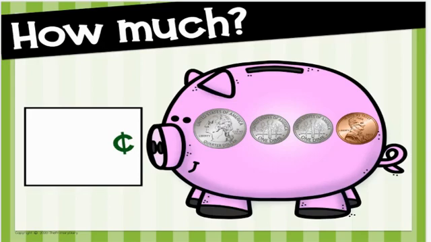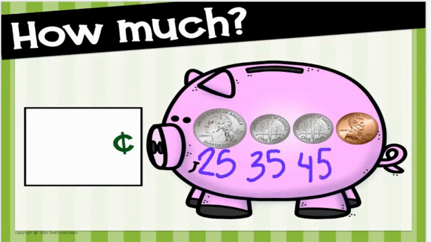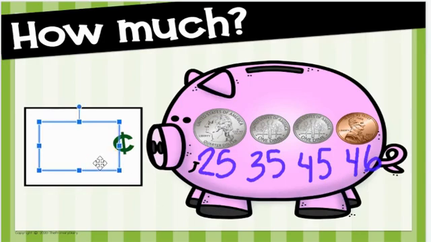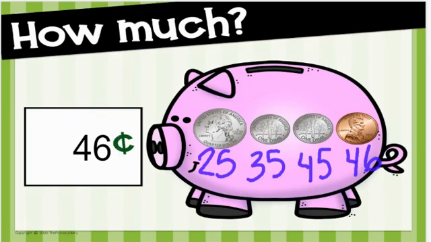All right, let's take a look at the piggy bank. Go ahead and pause the video, and I want you to try to figure out how much money is in this piggy bank. We have a quarter, 2 dimes, and a penny. All right, let's see if we got the same amount. My quarter is 25. A dime is 10, so we go up 10 more, so that's 35. Another dime is 10 more than that, that's 45. And then my penny is only 1 cent, and so that takes me up to 46 cents. Did you get 46 cents? Awesome job.